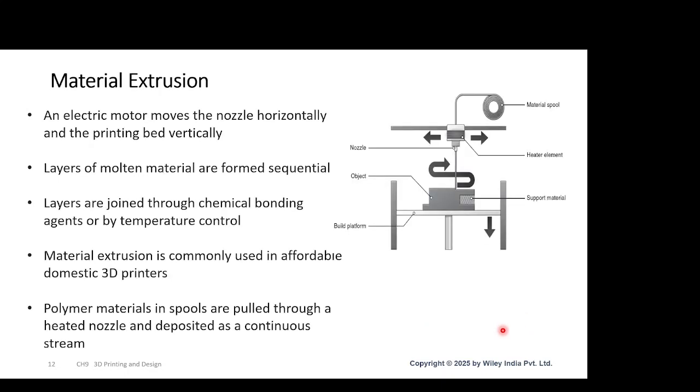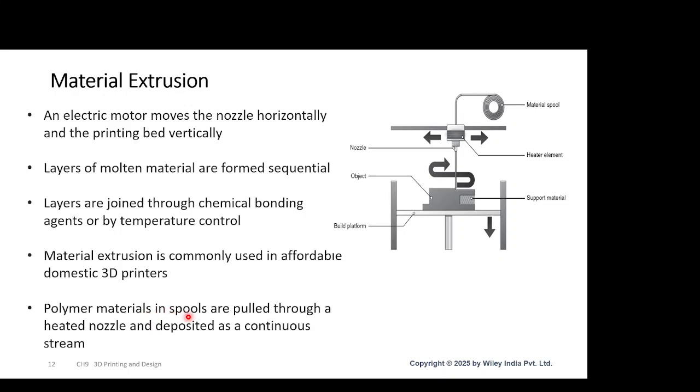Next, material extrusion. We have already read that material extrusion uses an electric motor that moves the nozzle horizontally and the printing bed. So this is the nozzle which moves horizontally and the printing bed here moves vertically. Layers of molten material are formed sequentially. Layers are joined through chemical bonding agents or by temperature control. Material extrusion is commonly used in affordable domestic 3D printers.